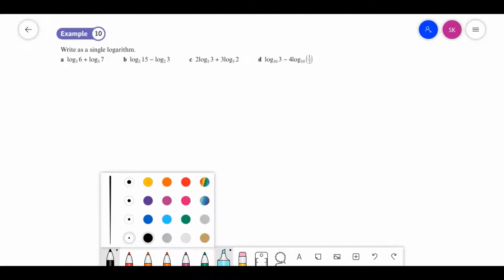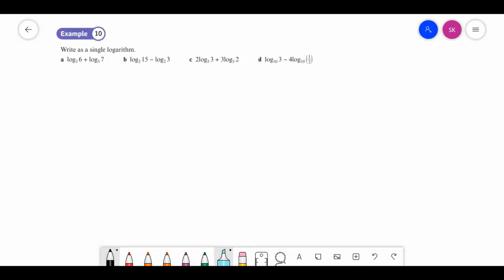So example 10 says write as a single logarithm. Now remember, these log laws only work if the bases are the same, but you can see in all of these that the bases are the same. So pause the video and have a go at applying the log laws to these questions. Press play when you're ready for me to go through them.